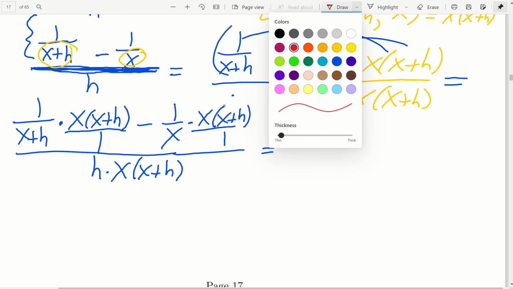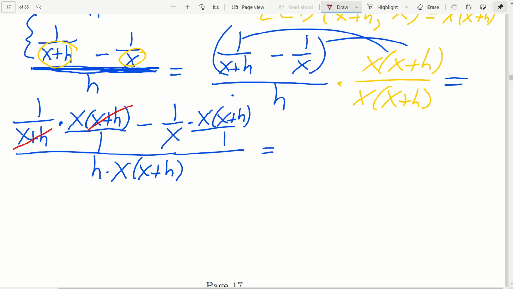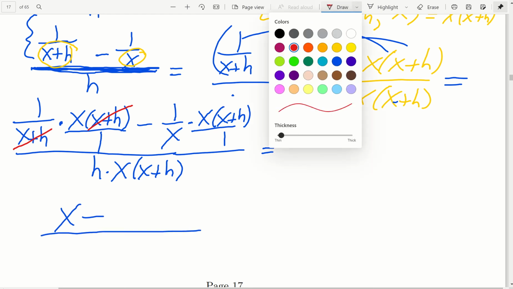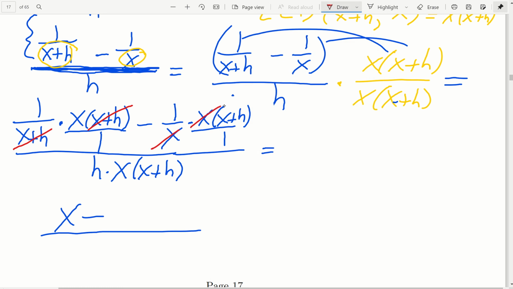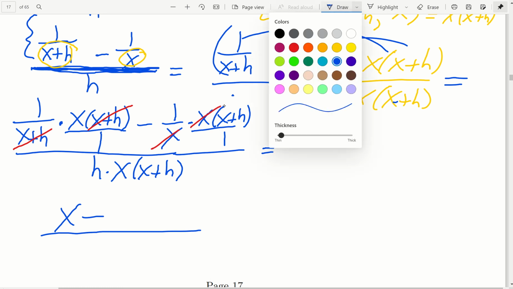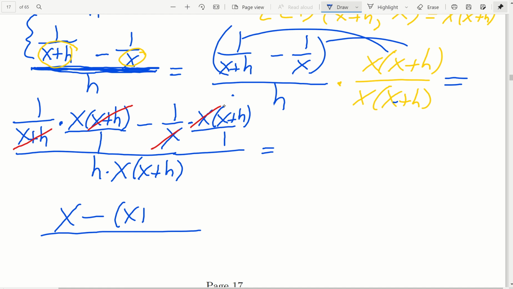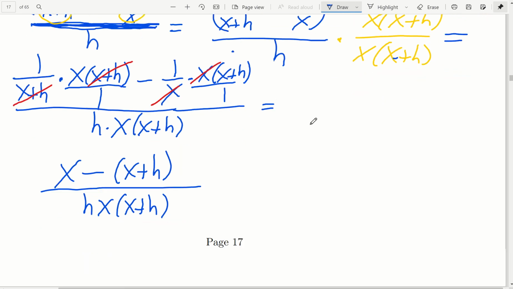In the first expression, the x plus h's cancel, because you have a common factor on top and bottom. And that's going to leave us with a 1 times x over 1, which is just x, minus, in the second term, notice that the x's are going to cancel, and we are simply left with 1 times x plus h, which is x plus h. In the denominator, we have this product. I'm just going to leave it there. h times x plus h.